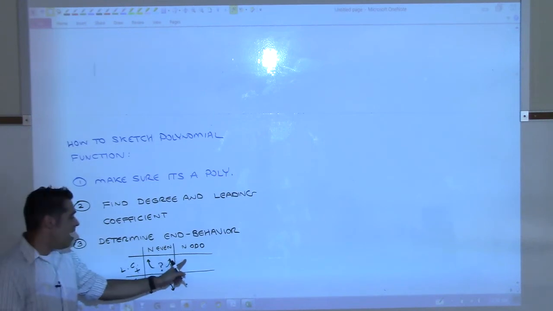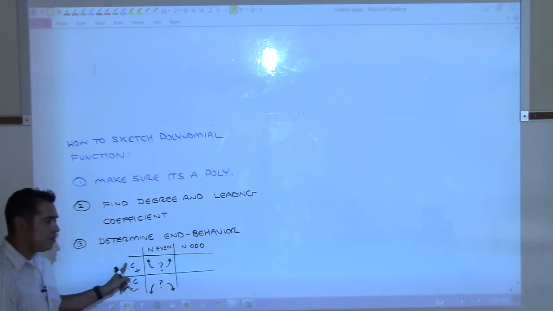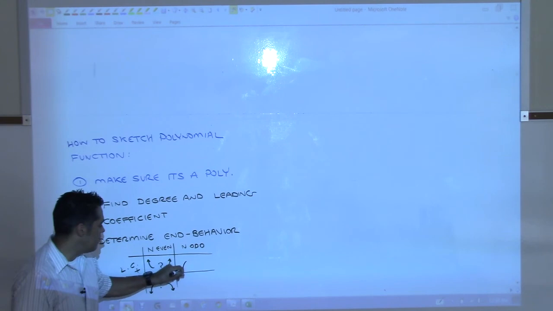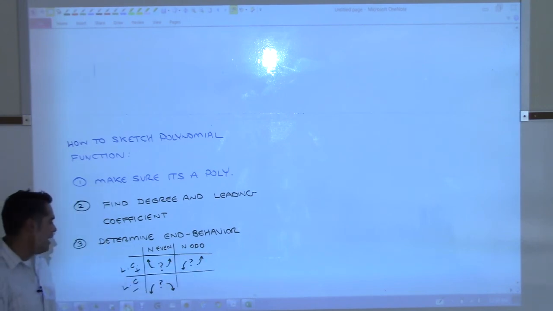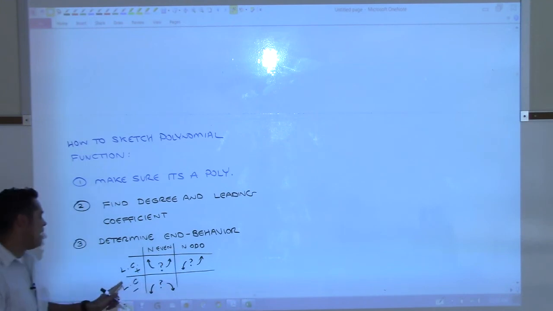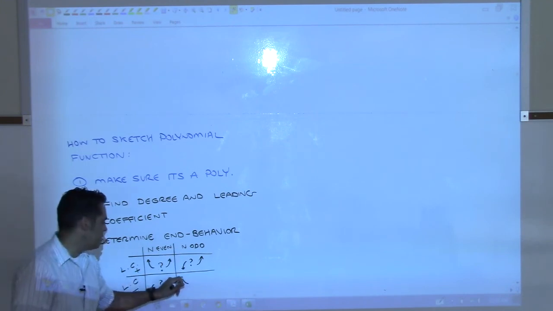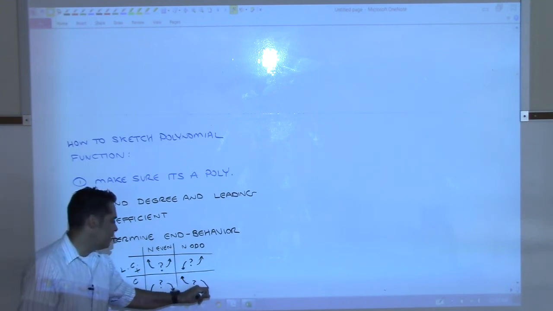Now, if n is odd and your leading coefficient is positive, you're going to go down on the left and up on the right. And if the degree is odd and the leading coefficient is negative, it's that flipped over. Up on the left, down on the right.